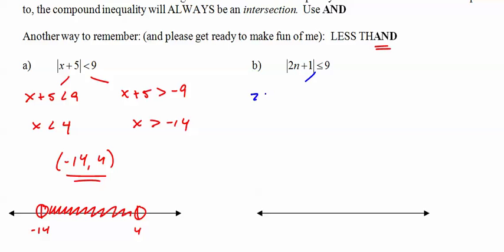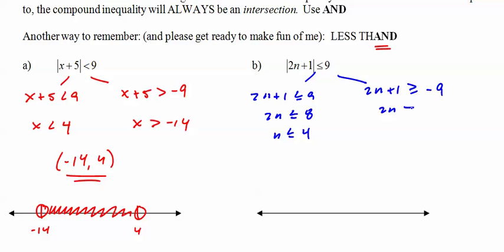So again, absolute value of 2n plus 1 less than or equal to 9. And here's the hard part. 2n plus 1, flip the sign, negativize what's out there. 2n less than or equal to 8, so n less than or equal to 4. 2n greater than or equal to negative 10. Watch that mistake. I nearly made it again. n greater than or equal to negative 5. Negative 5 to 4. Fill in the dots. I'm going to do this just to change it up.